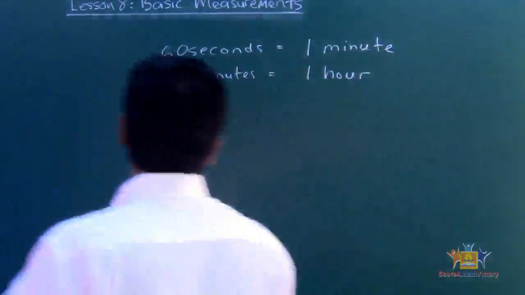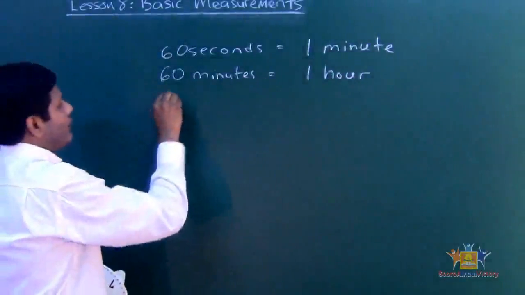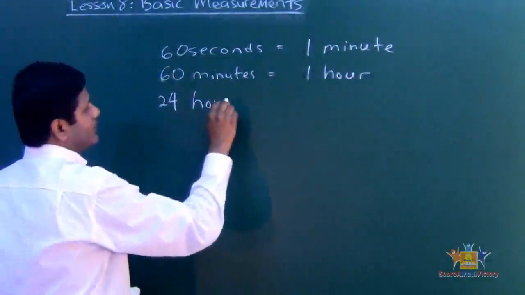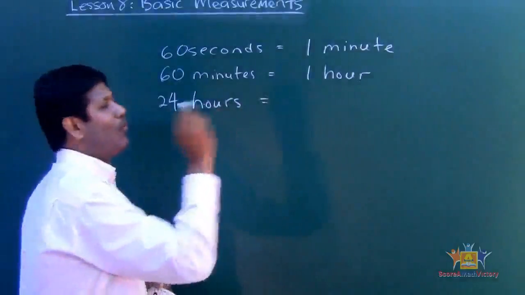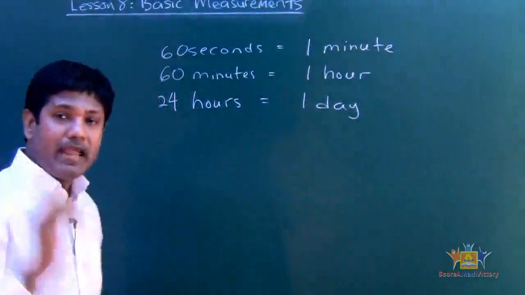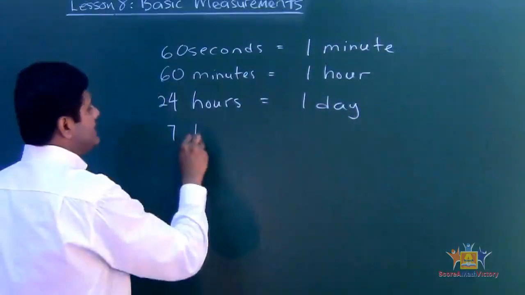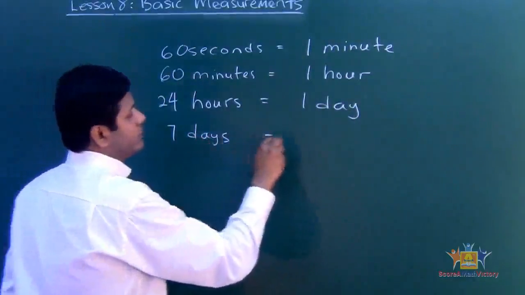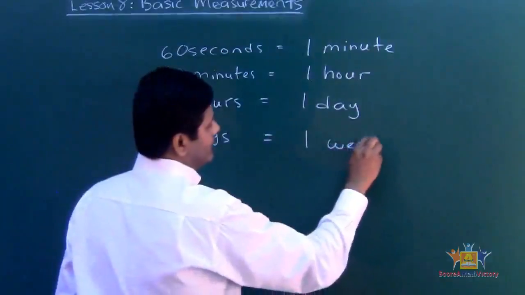So now let's go back here. So that means 24 hours makes 1 day, alright? Okay, keep in mind. Now, if you have 7 days, it makes 1 week.